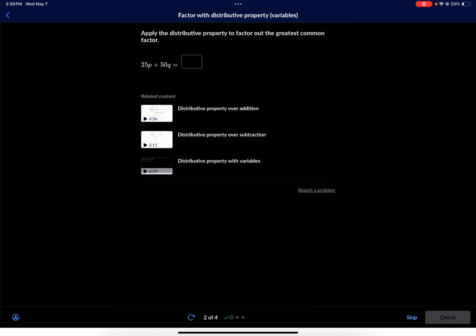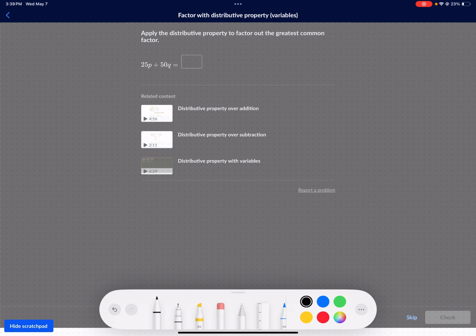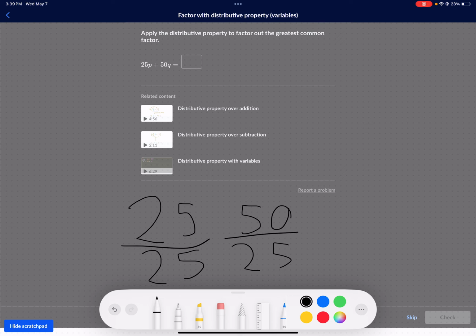Okay, next one. Alright, apply that distributive property. Okay, 25p and 50q. So, let's do 25 and 50. So, let's try to find... or we can get 1 as well. If we get 1 or a prime number, then we're done. So let's see. 25 and 25, and 50 and 25. That would be 1 and 2. So, yeah, that would work.